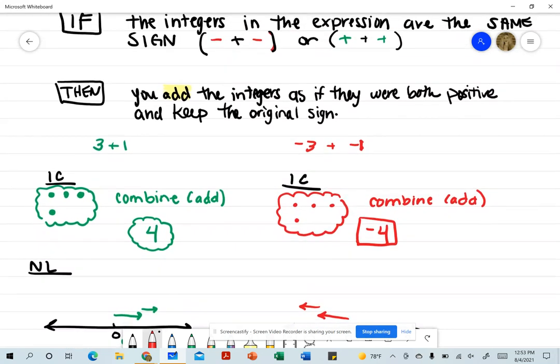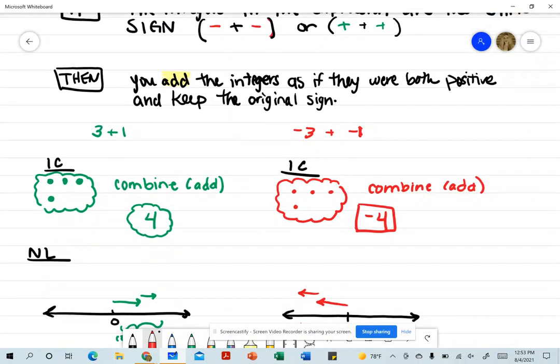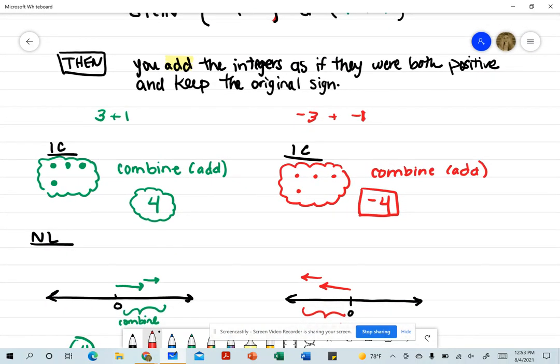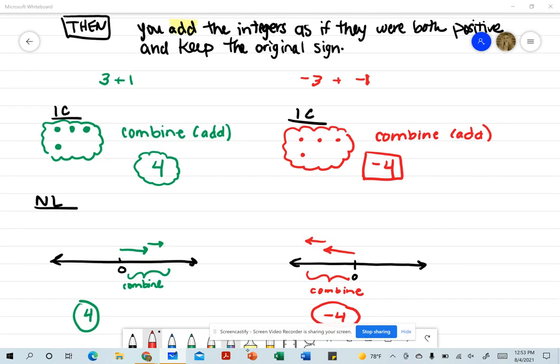So if both your signs are the same, you add them and you keep the same sign. Combine is the main word. Combine, combine, combine, combine. And oops, excuse me. Whoa, that was not what I wanted to do. And combine means add.